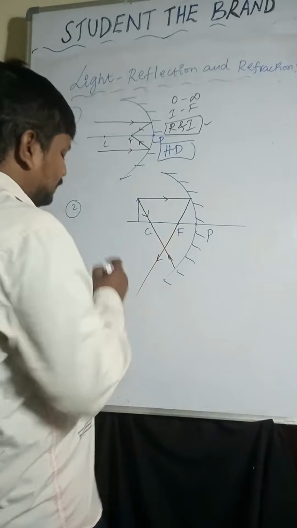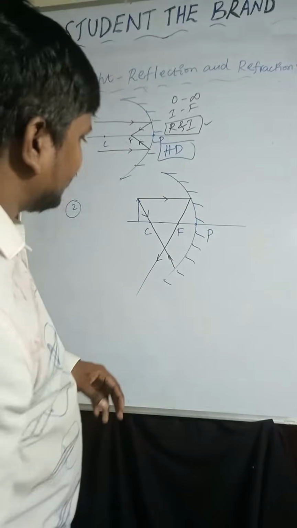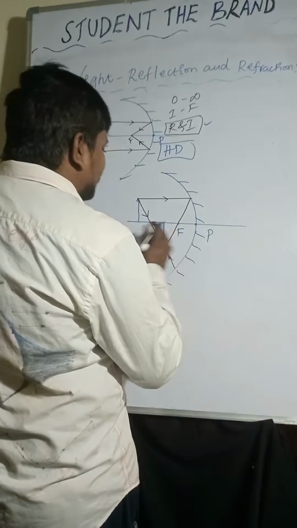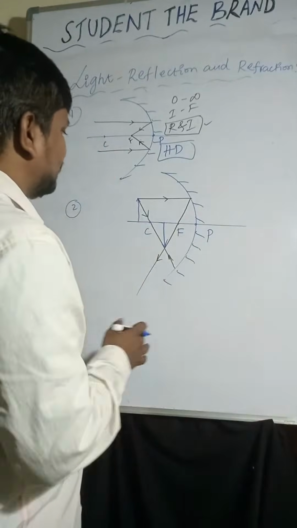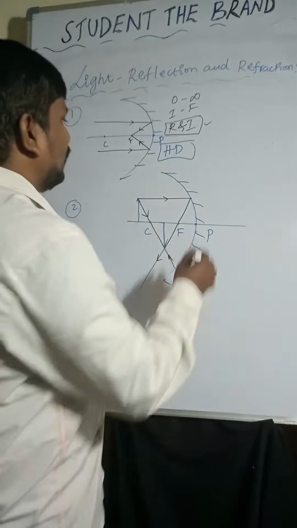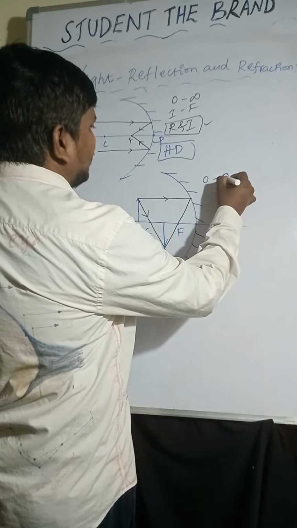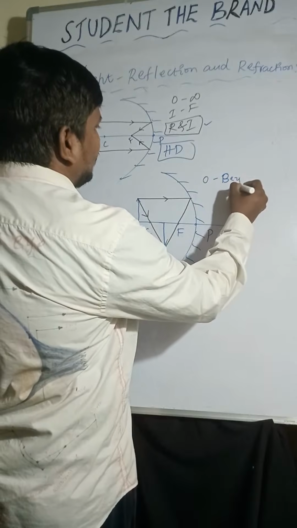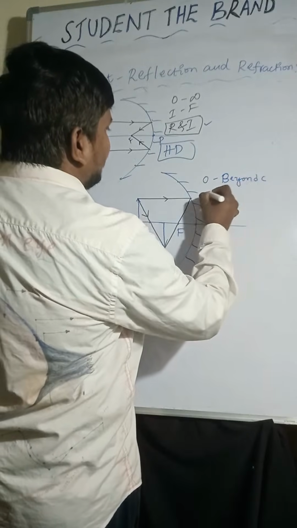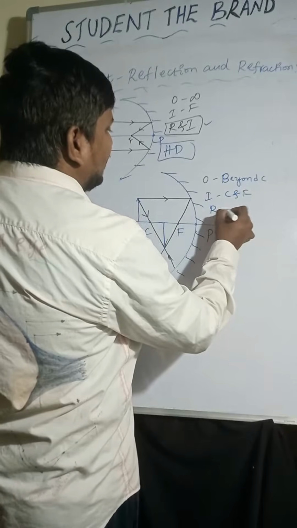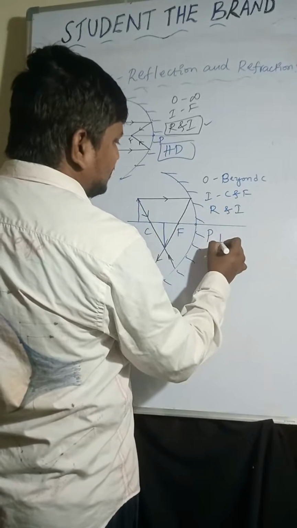So object is placed beyond center of curvature. Image is forming between C and F. Nature of the image is real and inverted, and size of the image is diminished.